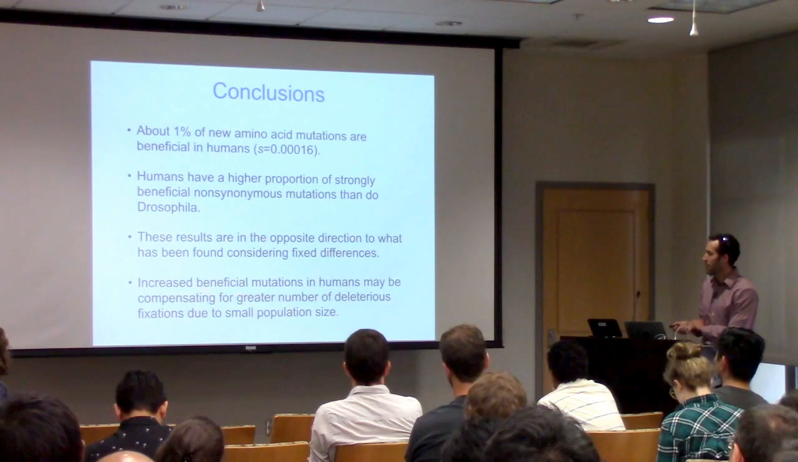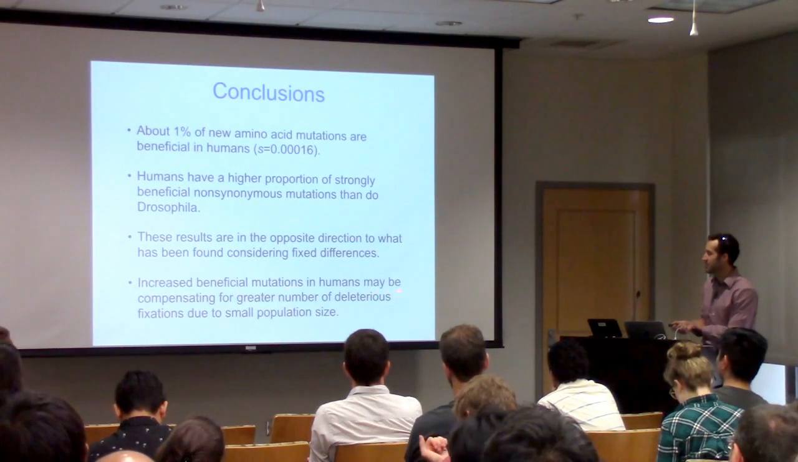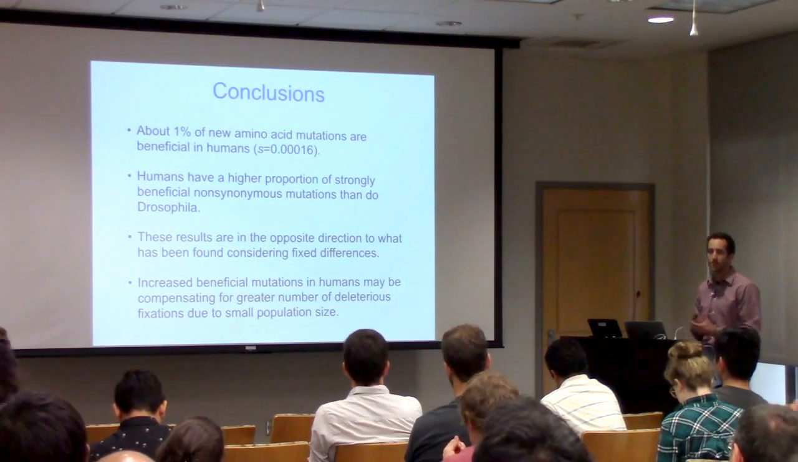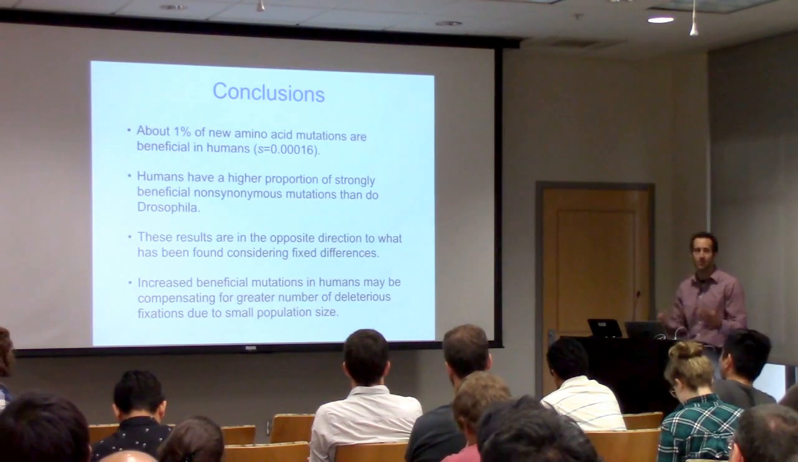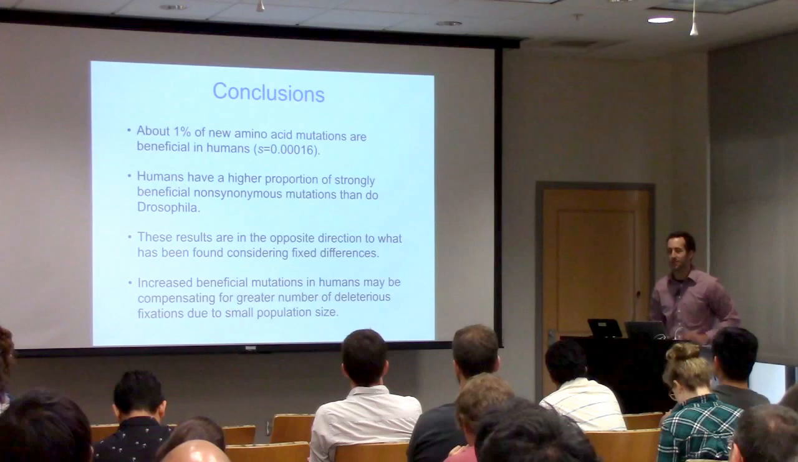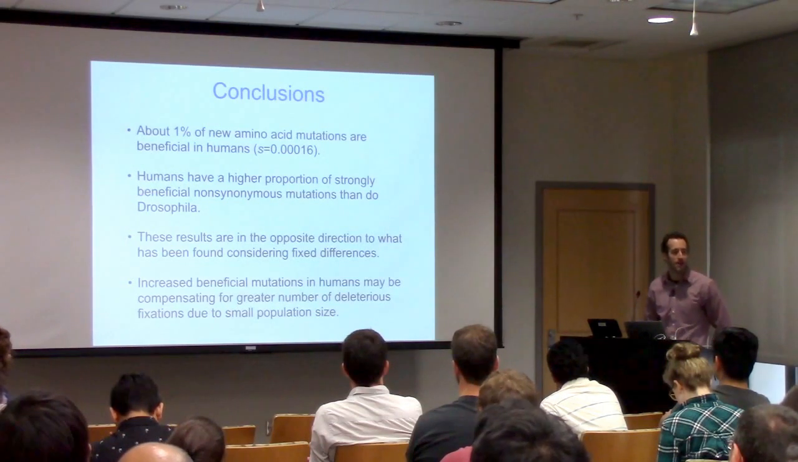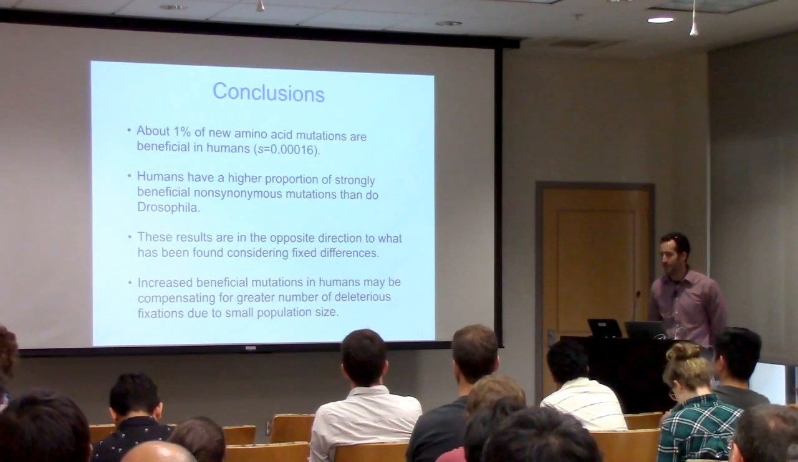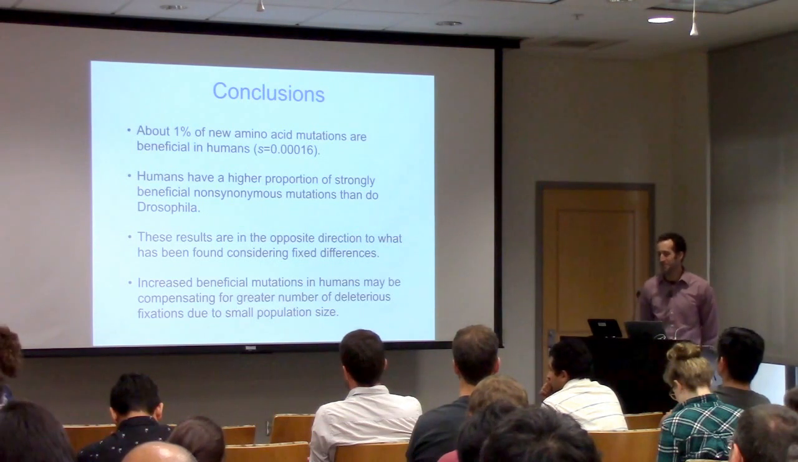And I think why this might be is that the increased beneficial mutations in humans may be compensating for that greater burden of deleterious mutations. And so it suggests there are a lot of compensatory mutations that could be occurring. We're extending this, obviously, to look at other species now. Exactly. Yep, we're working on it.